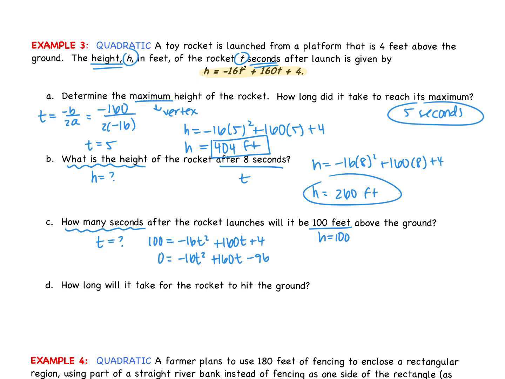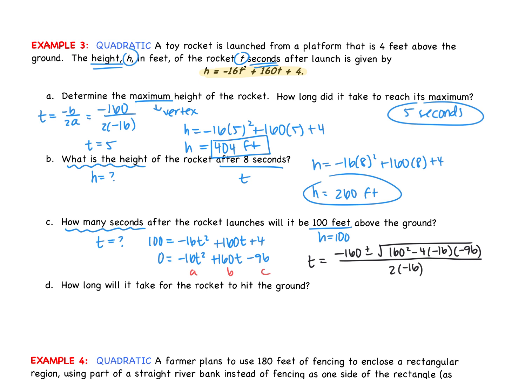I'm lazy, so I'm not going to simplify this at all. I'm just going to jump right into the quadratic formula. Here's my A, here's my B, here's my C. So with the quadratic formula, we get t equals the opposite of b plus or minus the square root of b squared minus 4 times a times c, all over 2a.